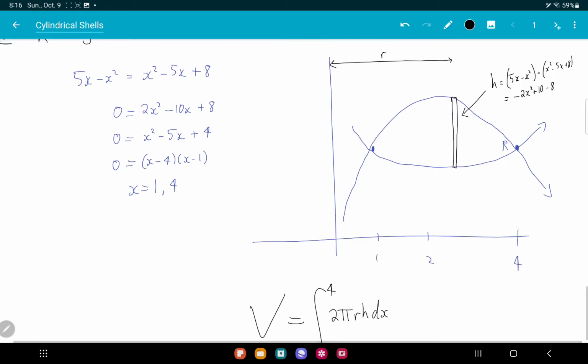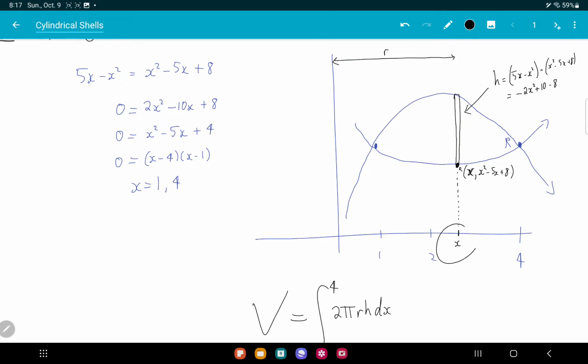So again, to recap, the r is the distance between the axis of rotation and the rectangle in question. And the height is, well, the height of the rectangle. In my case, it was the upper function minus the lower function. So again, this time, our r is nice and simple. It's just x. If I have a point right here, I would call it x, and then the y coordinate would be from the lower function x squared minus 5x plus 8. This point here.